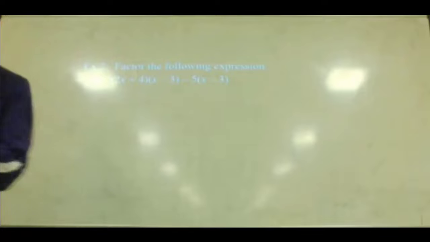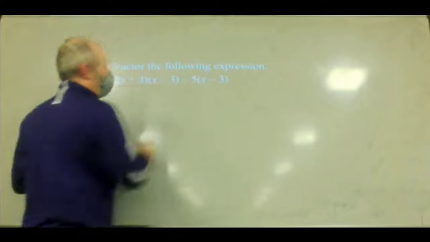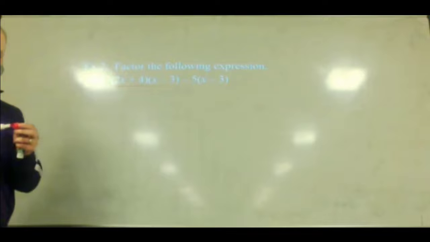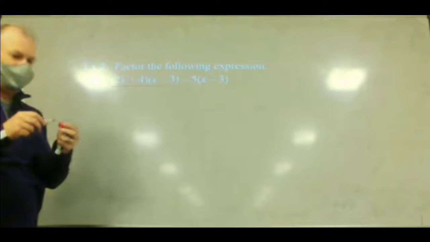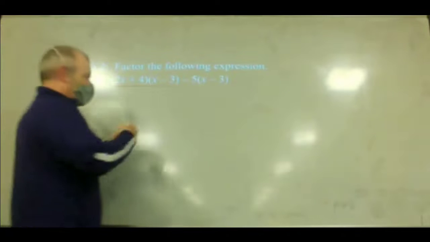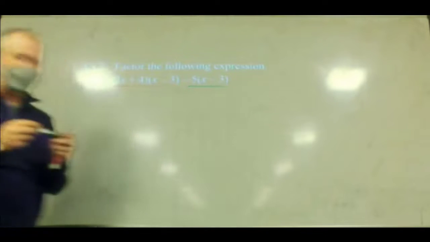Okay? Now, here's what we need to understand. Our terms are separated by plus and minus signs. So this is actually just one big term. Right? This is one piece, this is another piece, but there's no plus sign in between them. So it's one big term. This is another big term. Not quite as big as the other one.